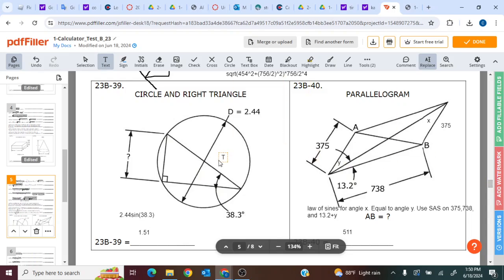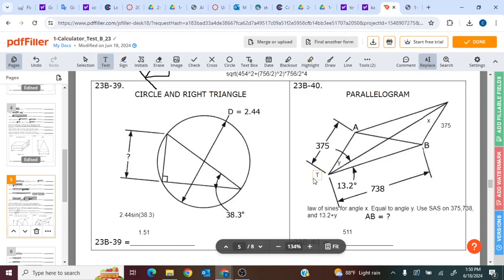39 is a pretty simple one. This is a right triangle. The hypotenuse of a right triangle inside a circle is always the diameter, which is given to be 2.44. So it is simply 2.44 times sine of 38.3. And if you do that, you get 1.51.